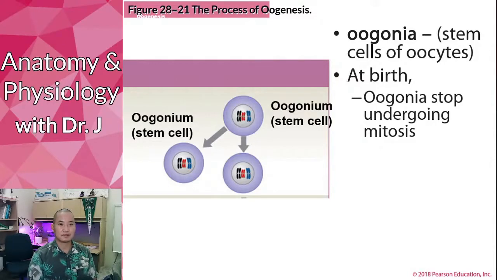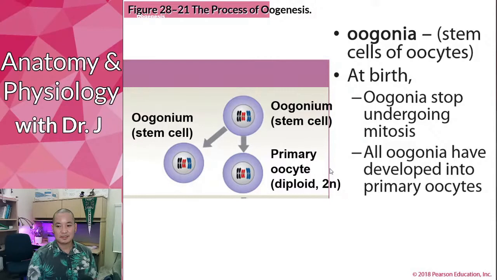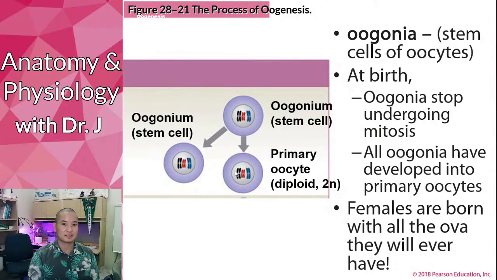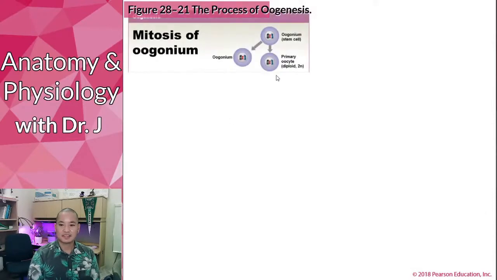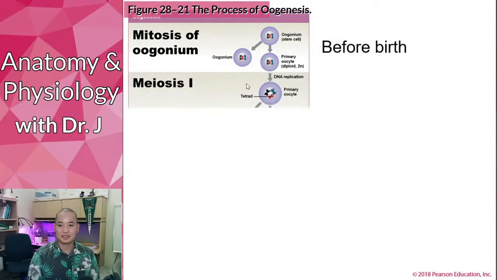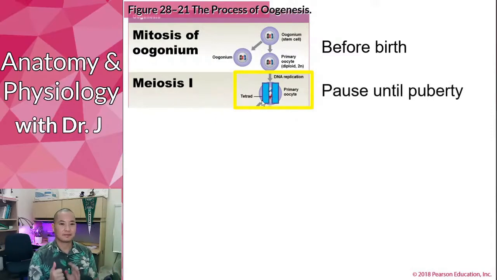So before you're even born, if you're female, you're going to be born with all the oogonia you'll ever have. All these oogonia will have developed into something we call a primary oocyte. This is why women have a limited amount of ova, because without mitosis you can't regenerate these primary oocytes. They stay held in this phase for a while. Before birth, they're stuck in prophase 1 of meiosis 1, so they're not dividing yet. The female body hits pause on these primary oocytes until puberty.